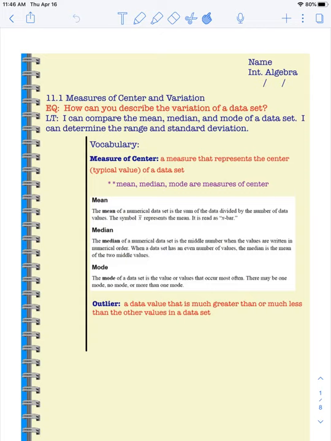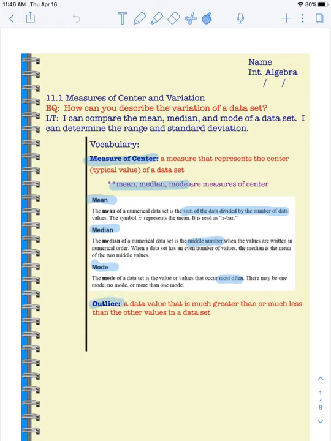So first off, a measure of center is the measure that represents the center of a data set. Measures of center you've actually already learned in earlier grades. Those are just mean, median, and mode. They're all measures of center. So the mean is the average, or the sum of the data divided by the number of data there are. The median is the middle number. And the mode is the data that occurs the most often.